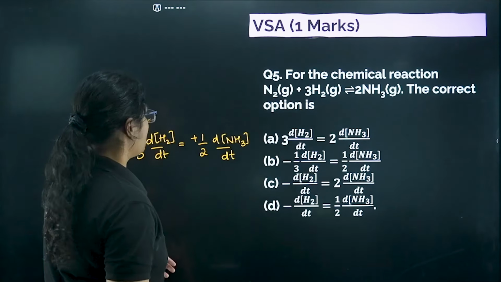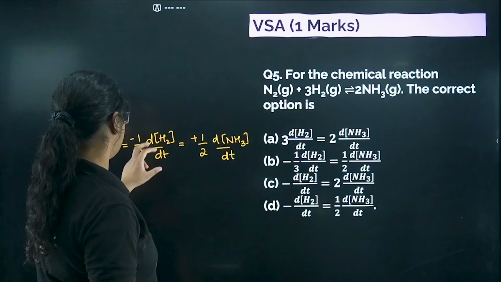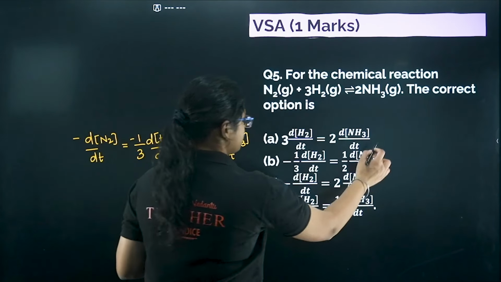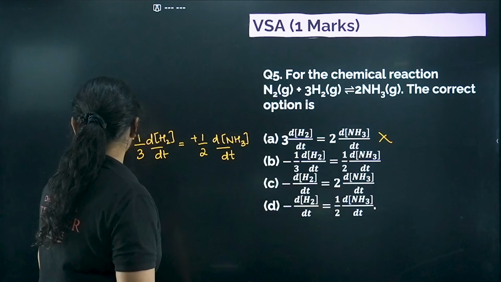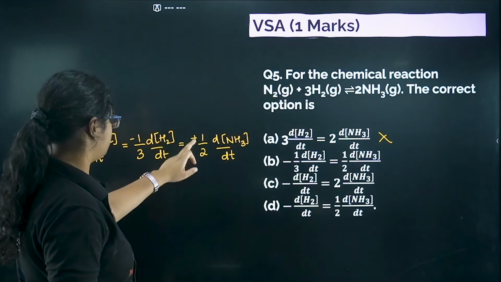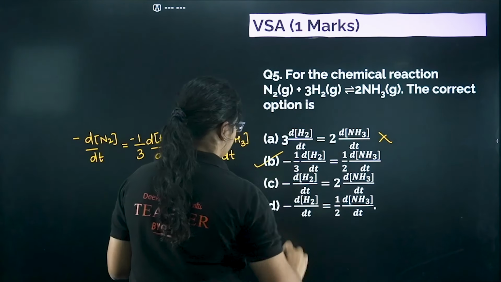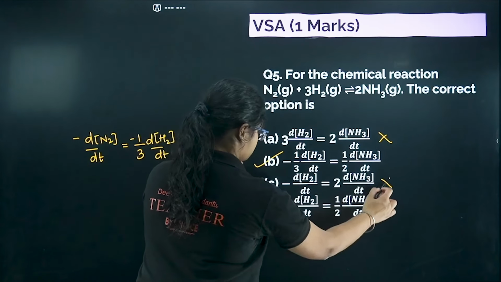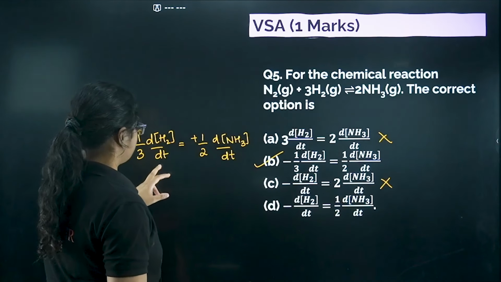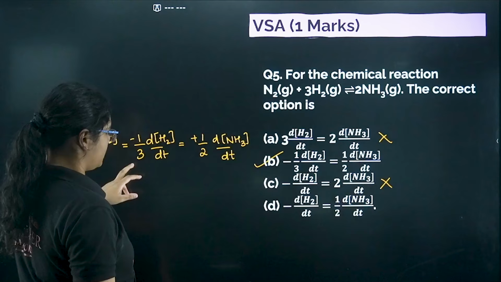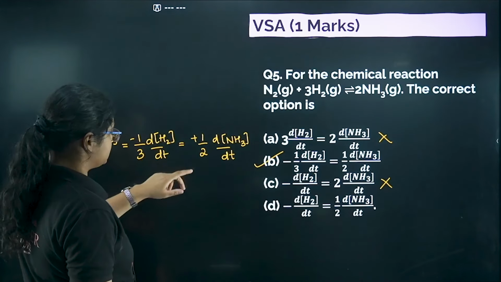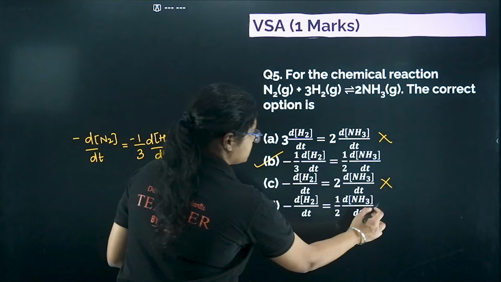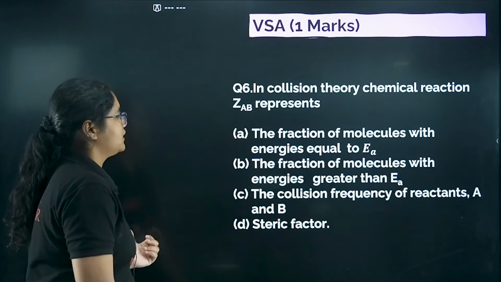Okay, so now here the correct option is dH2 by dt will be 3 by 2 of dNH3 by dt. This option is wrong. Minus 1 by 3 of dH2 is 1 by 2 of dNH3. This is correct. Okay, dH2 by dt is 2. No, it will become 3 by 2. This is also incorrect. Minus dH2 by dt will be minus H2 and NH3, right? So this is also 3 by 2. So this is also incorrect. Option number B is the correct one.